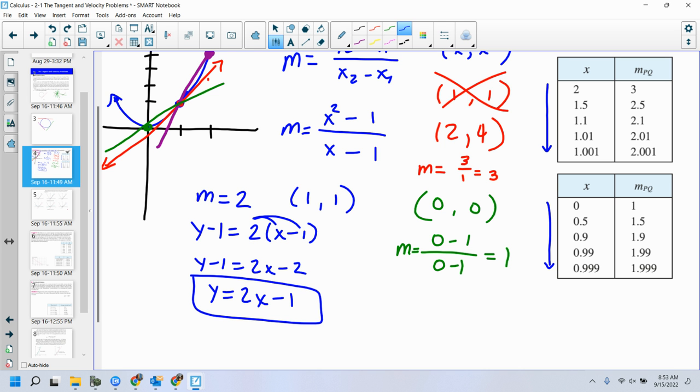So we had speculated that the slope was going to be 2 and the y-intercept looked like it was going to be something less than 0. Turns out to be negative 1, as long as we're assuming the slope to be 2. We're going to find other ways to calculate that slope once we get into chapter 3, where derivatives come in.